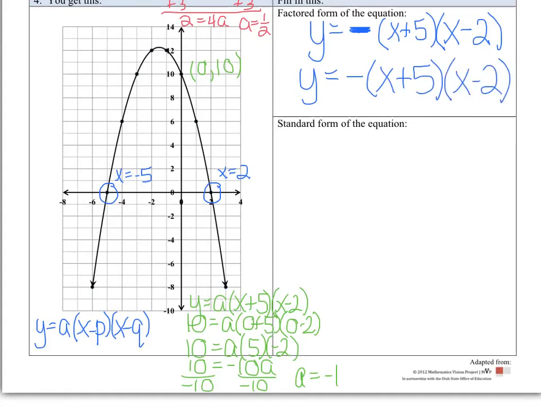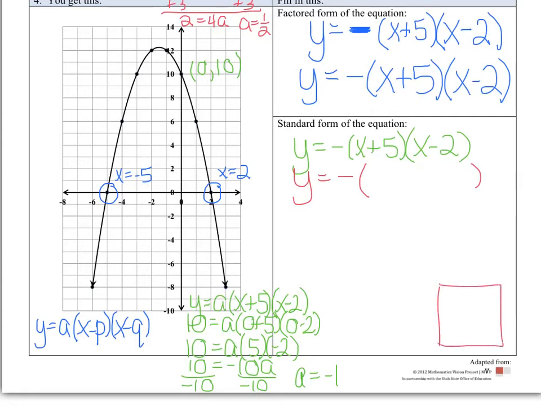Now we need to write the standard form of this equation. So standard form, we can just multiply this out. Y equals negative, and then I'm going to have (x plus 5) times (x minus 2). I'm going to leave my negative on the outside for right now, and I'm just going to multiply (x plus 5) times (x minus 2). Again, if you need to use the box, you can. We have x and positive 5 and x and negative 2. So we get x squared, negative 2x, 5x, and negative 10. So what we have is x squared plus 3x minus 10.